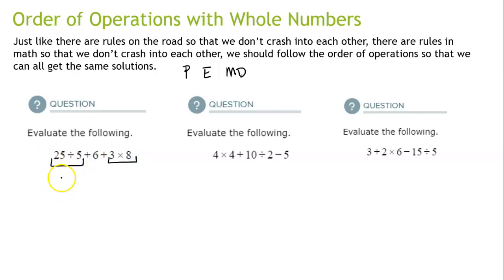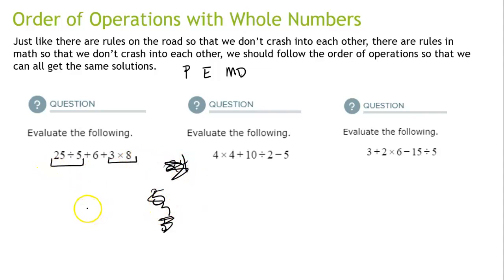And it's important that we're starting to learn to bring things down. Let me show you what your work should not look like. 25 divided by 5 is 5. 3 times 8 is 24. Let's see, I need to add 6 and add 3. So that's going to be 30. Nope, that is not how we are showing our work.